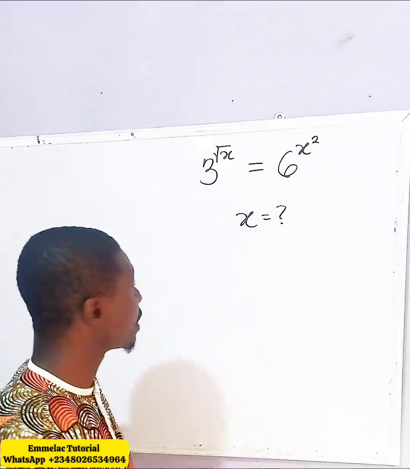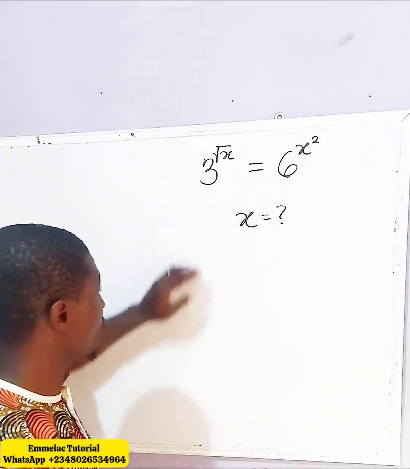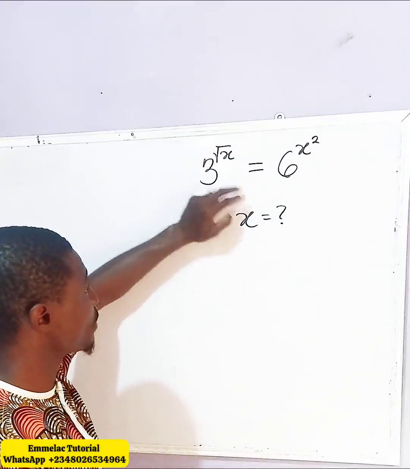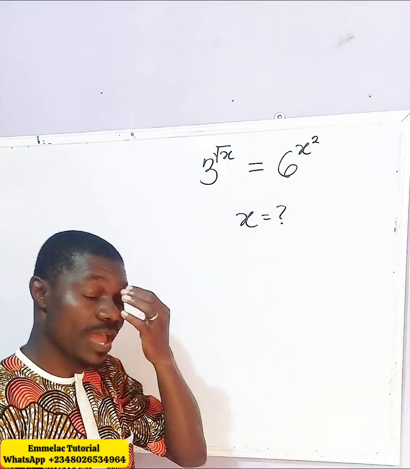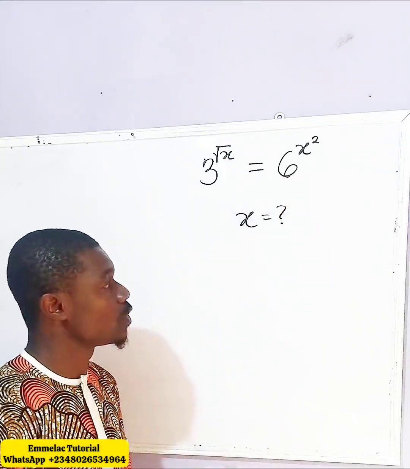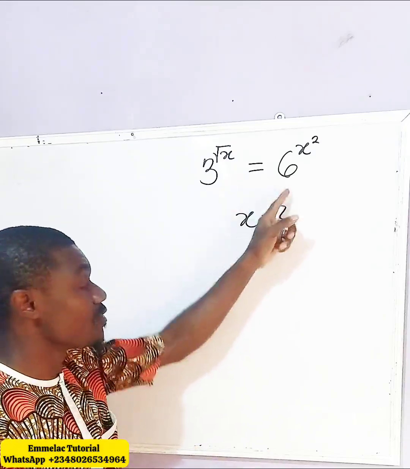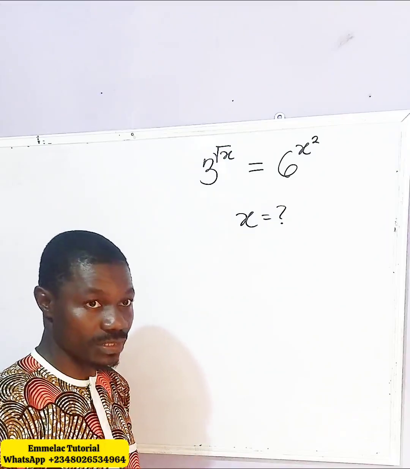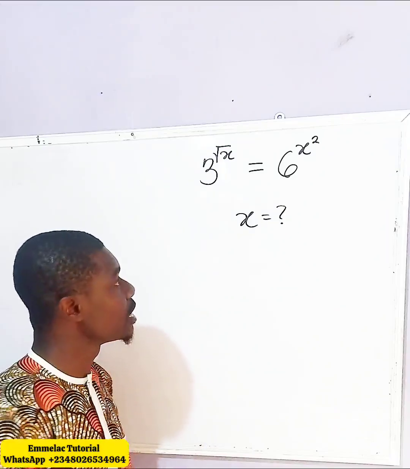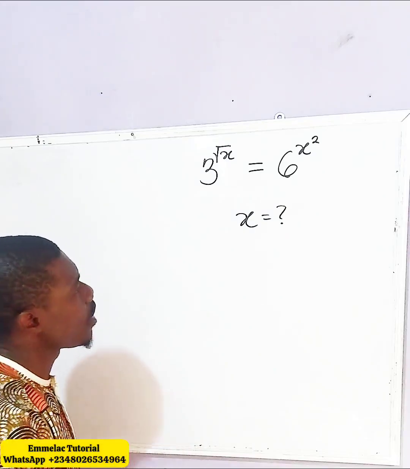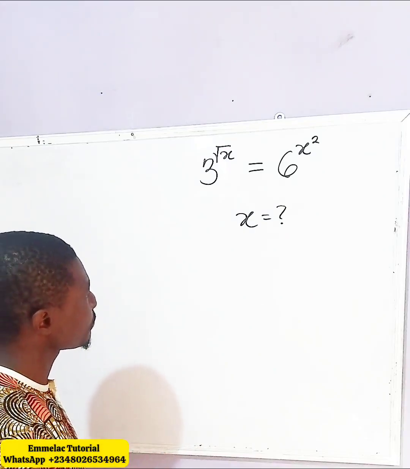Now let us look at this exponential equation. Here we have 3 raised to the power of the square root of x equals 6 raised to the power of x raised to the power of 2. Okay, so how do we go about it? First of all, we see that we have different bases, so it might be a bit tricky, but however there's always a way. Alright, so let's do this.